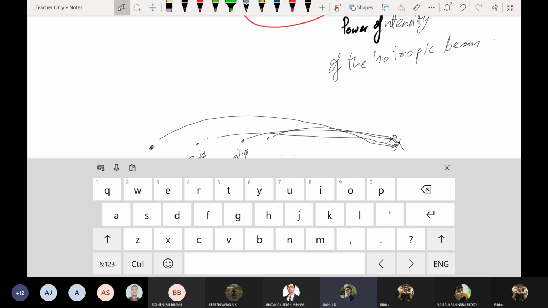So the pattern of the beam is basically the pattern of how the power is spatially distributed. Agreed? Make sense? Sir, could you repeat it once again? So all of these wave fronts will reach different points in space. You agree on that? Yes, sir.